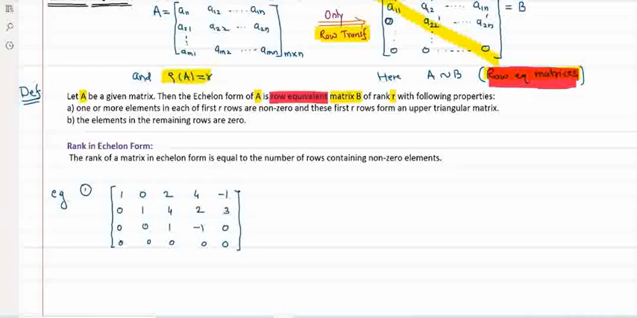What is the definition? First, I will fix the diagonal entry. The elements below the diagonal all are 0. Now, in this case, in echelon form, the diagonal entry may be different. I will take a second example.